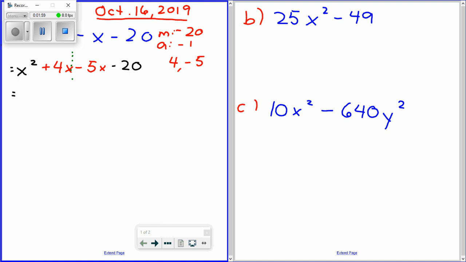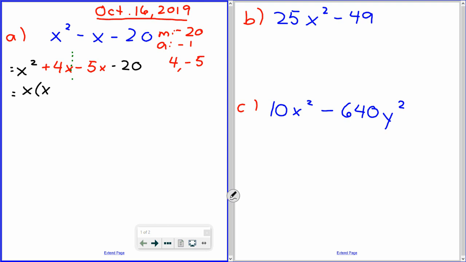Like 4 makes sense, but the problem is there's no 4 with the x squared, right? So I'm going to say both of them take an x out, because there's x squared here and 4x, both of them divide by x. Reed, you're not done. What's left over, please? X plus 4. Okay.